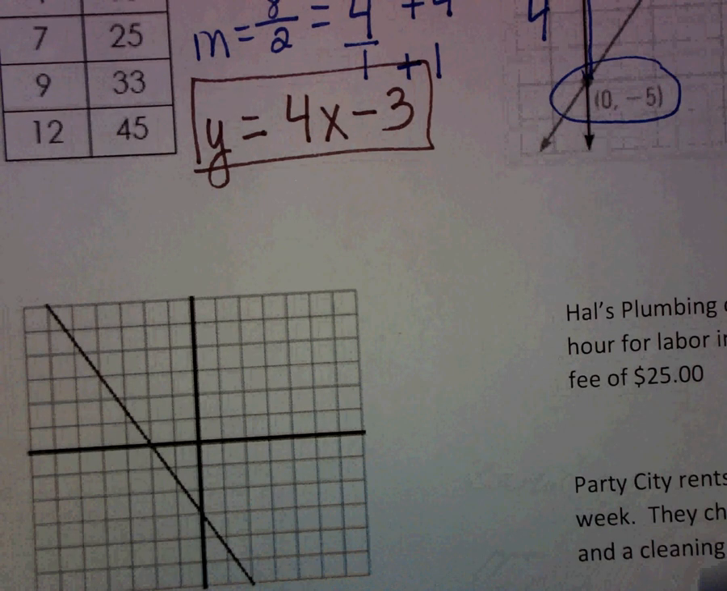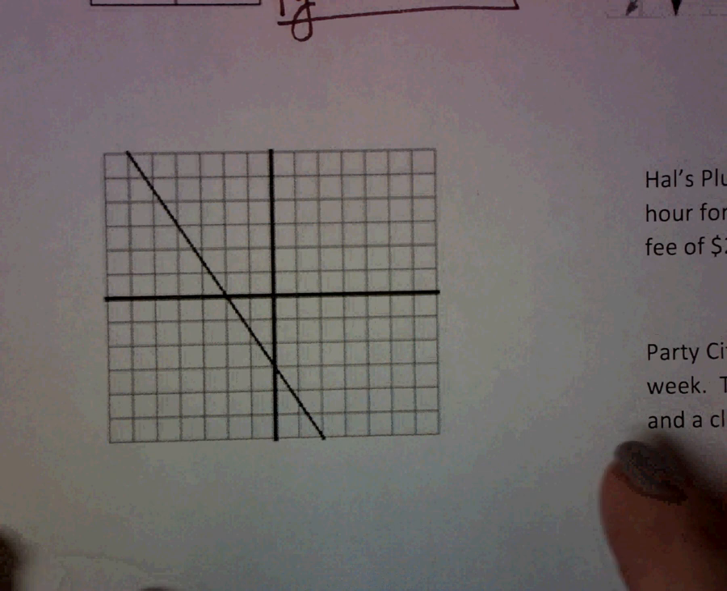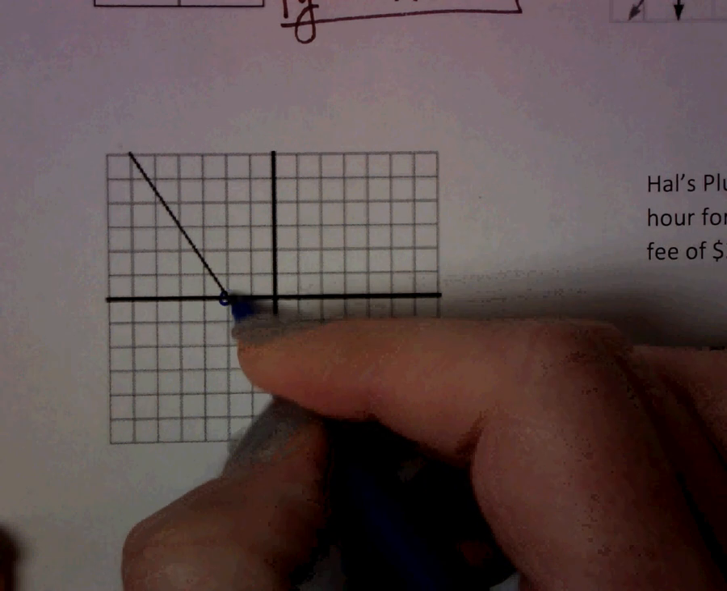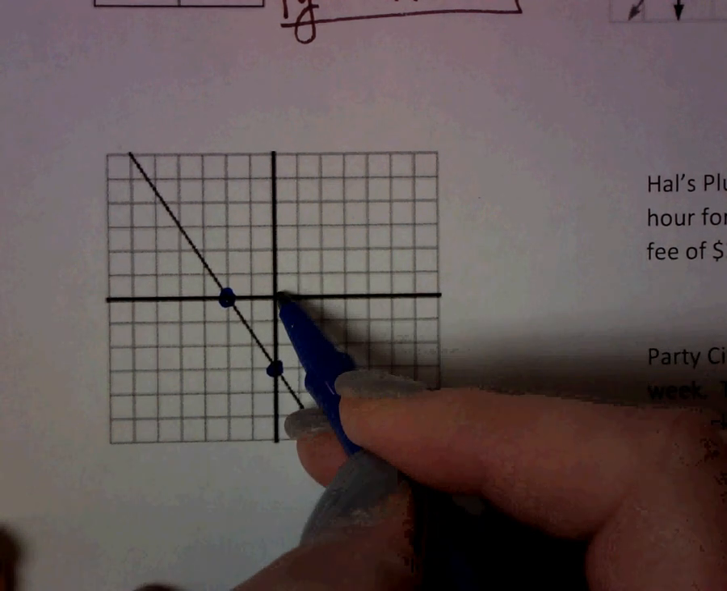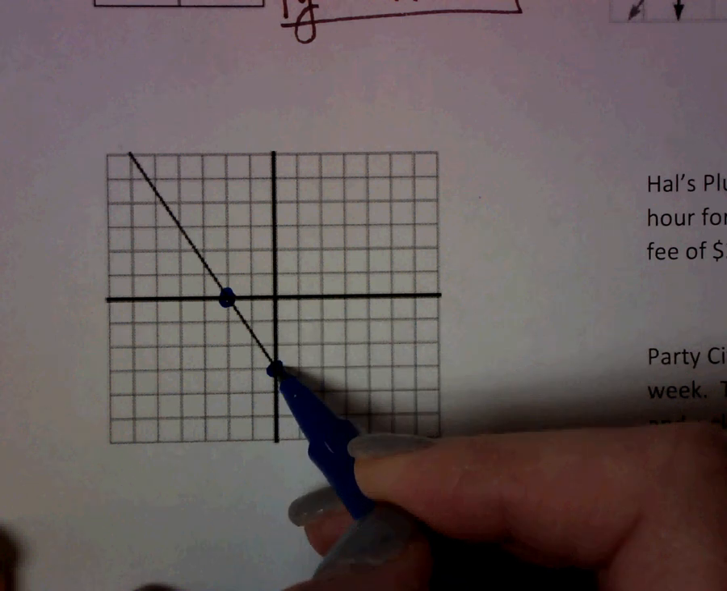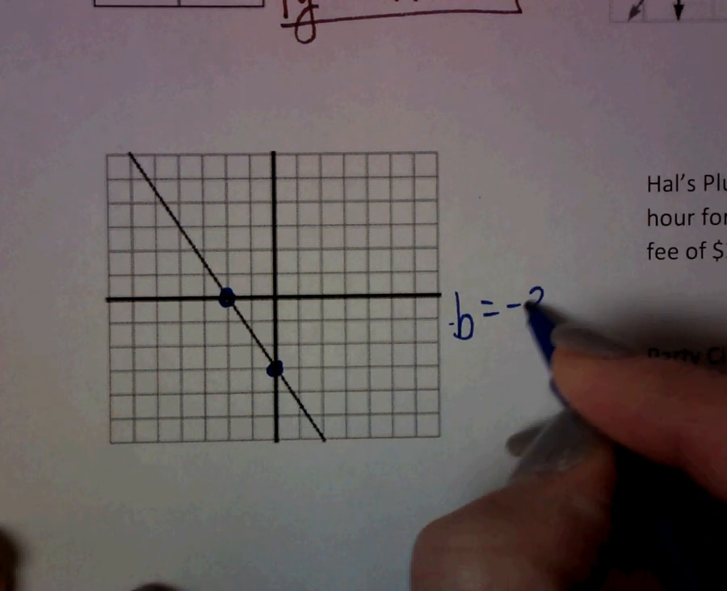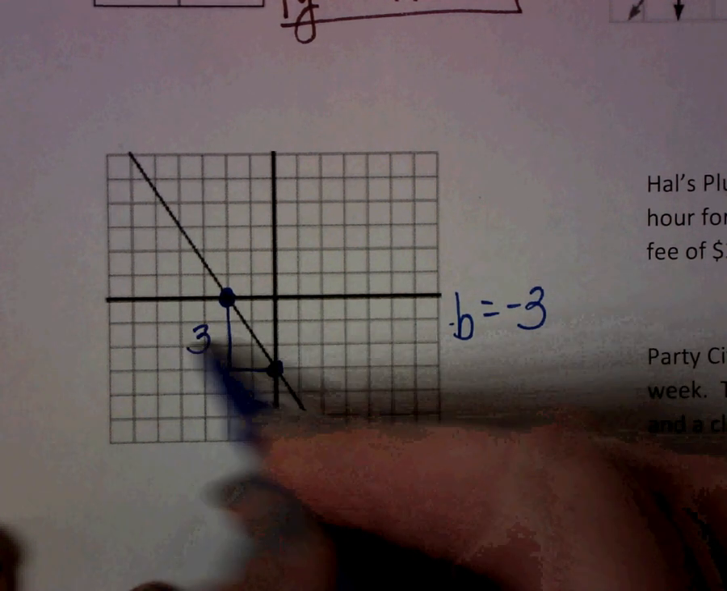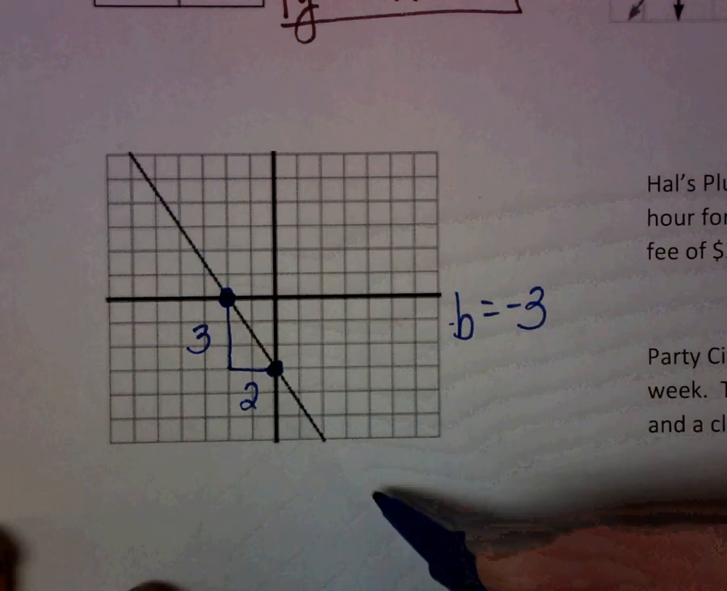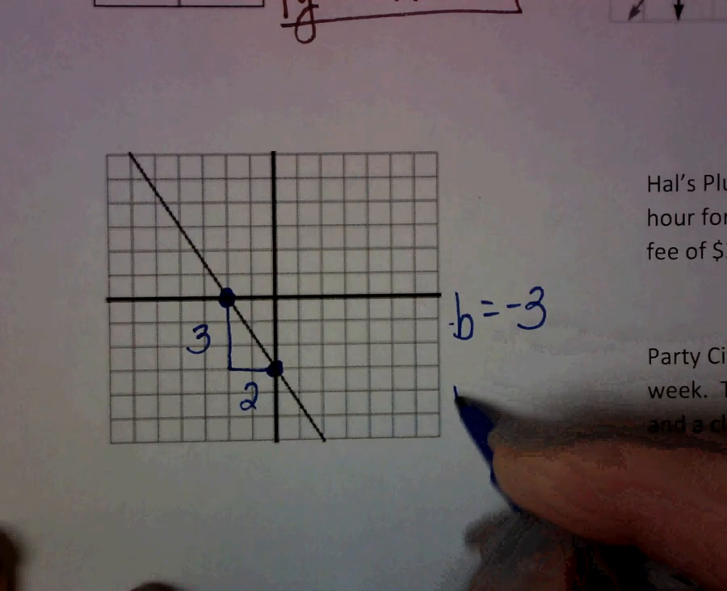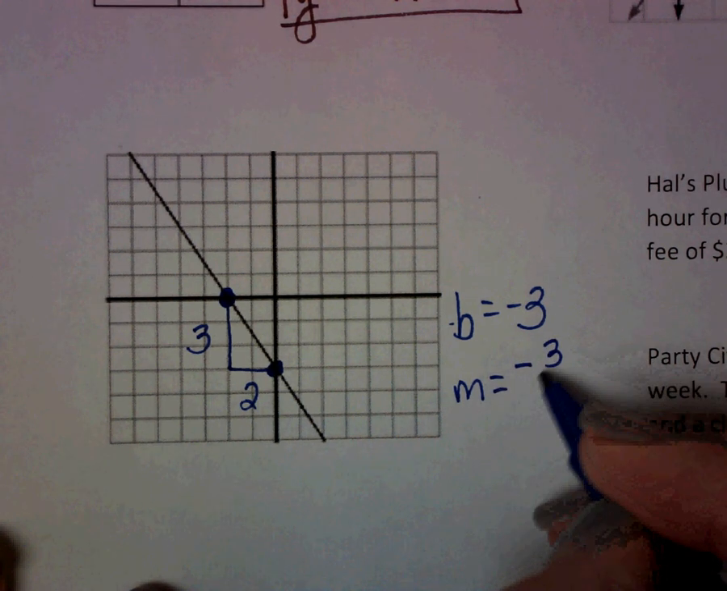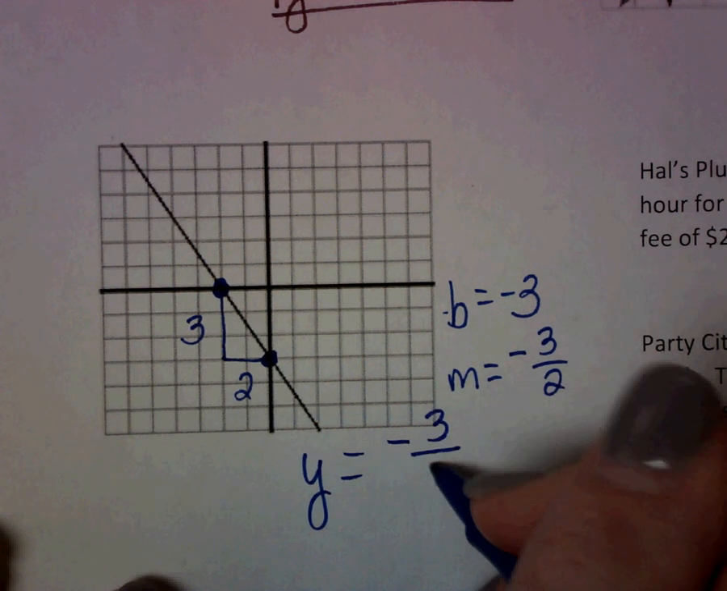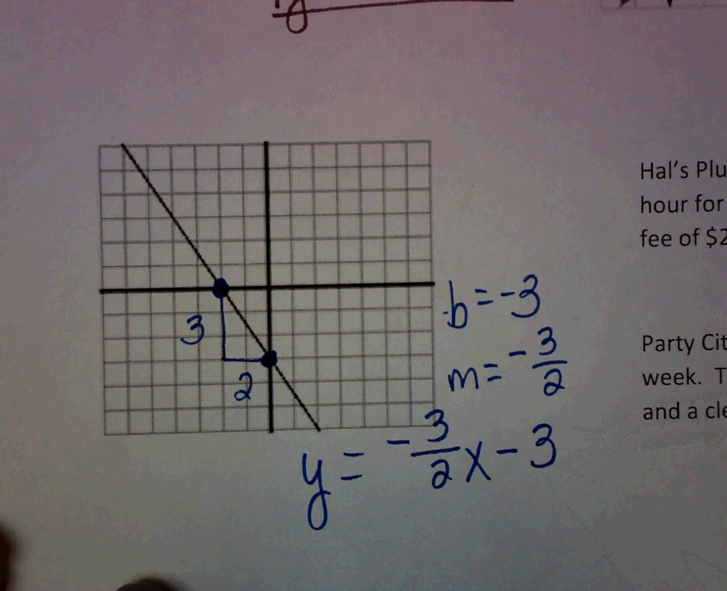Okay, look at the next one. Okay, no points are labeled. I see an exact point right here, and I see an exact point right there. My y-intercept, 1, 2, 3, would be at negative 3. Draw your triangle to find your slope. That's 3 and 2. Remember, this is a negative sloped graph, so I have to say that it's a negative slope of 3/2. And so now my equation is y equals negative 3/2 x minus 3.